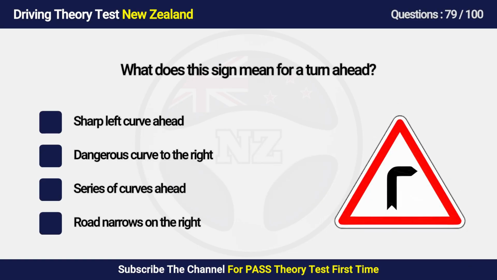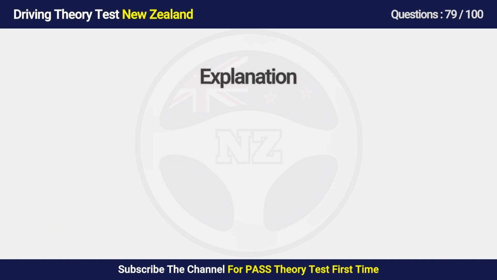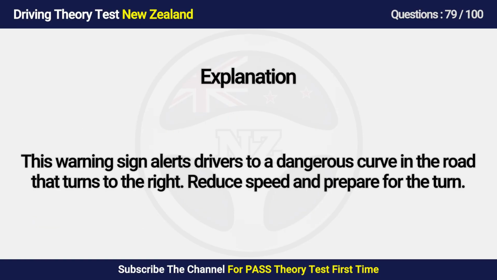Question 79. What does this sign mean for a turn ahead? A. Sharp left curve ahead. B. Dangerous curve to the right. C. Series of curves ahead. D. Road narrows on the right. Answer is B. Dangerous curve to the right. This warning sign alerts drivers to a dangerous curve in the road that turns to the right. Reduce speed and prepare for the turn.